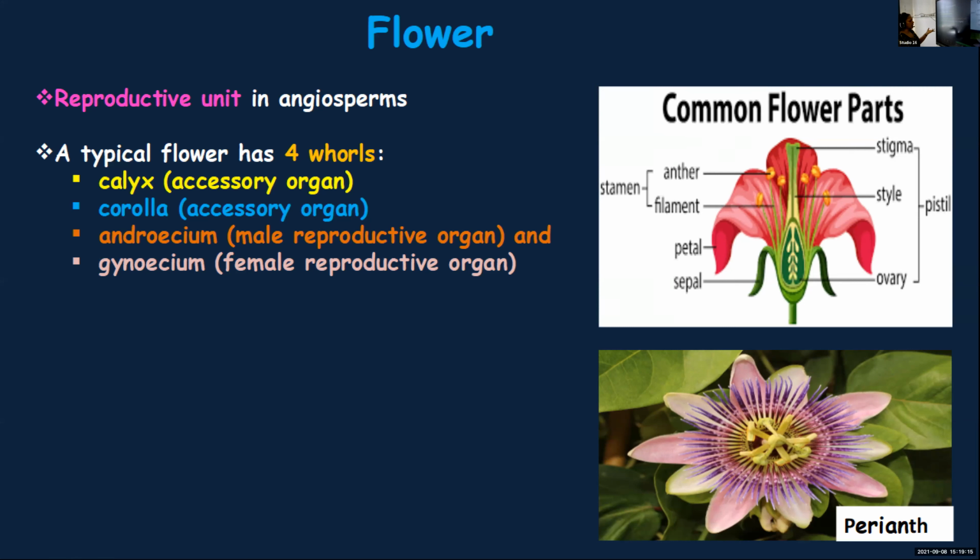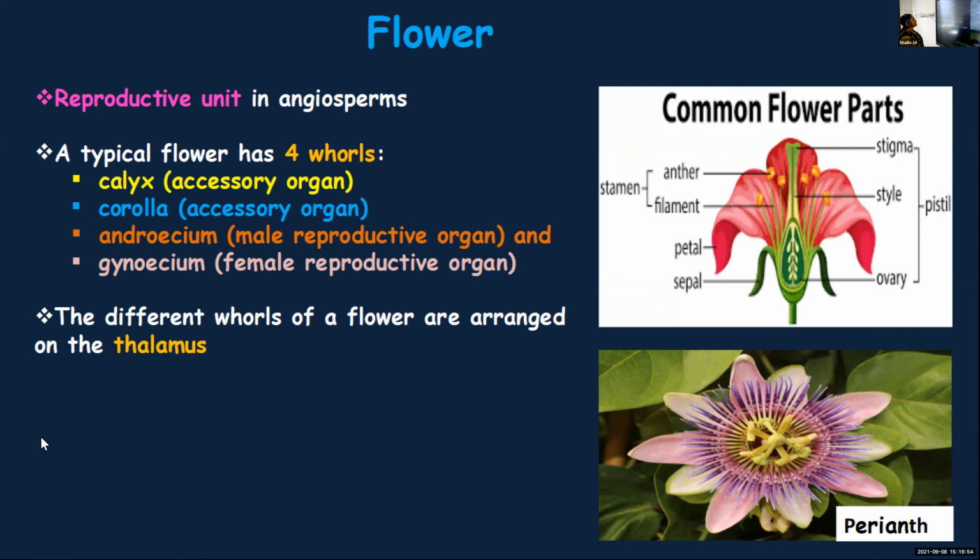Androecium. It includes stamens, the male reproductive organ. Gynoecium, the female reproductive organ. Remember gynecology, gynoecium. So that is the female reproductive organ. Androecium, remember anther, androecium. Androecium is the male reproductive organ. Androecium, gynoecium, calyx, corolla. Calyx includes sepals, corolla, petals, androecium, stamens, gynoecium, pistil or carpel.